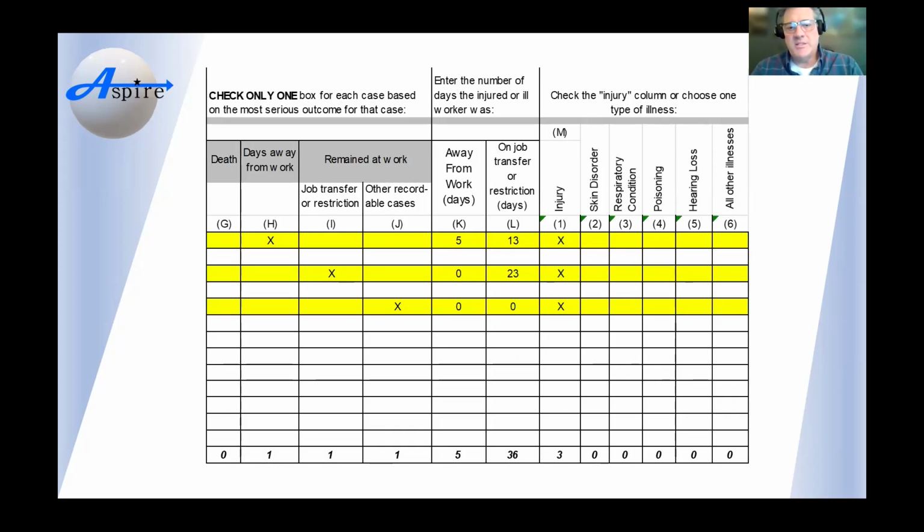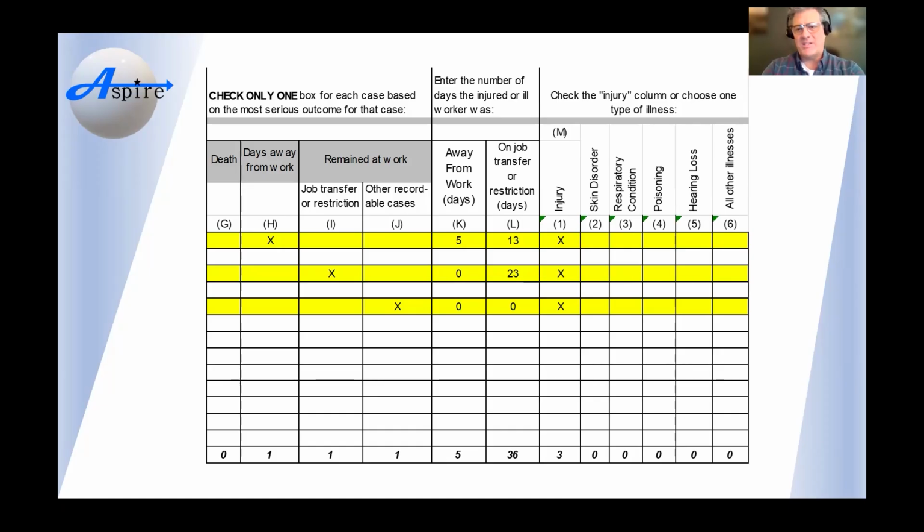Okay, so let's just illustrate the point of H, I, and J here. So I just focused in on this one portion of your log. If I'm going to classify my injury, my incident, as column H, days away from work, I have to have a number in column K. Okay, let that sink in for a second.